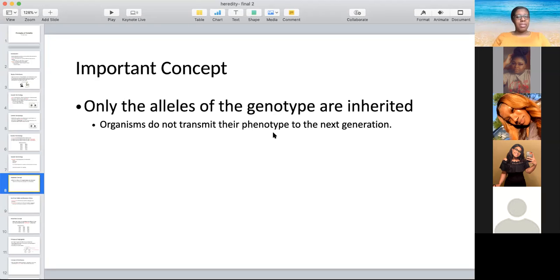So if I asked you a true or false question, you inherit a genotype. I do not transmit my physical features down to my child, but I transmit my genes onto the next generation. Make sure you understand that concept. Don't get tripped up by that. Even though someone might say, you look like your mom, or you got your nose from your dad, the feature itself wasn't passed down, but you got the set of genes from mom and dad that resulted in what you look like physically.